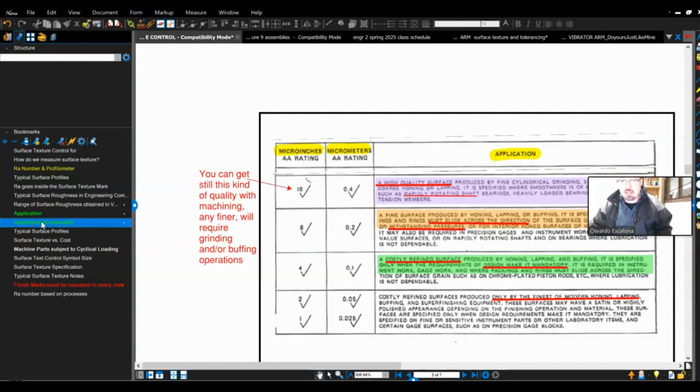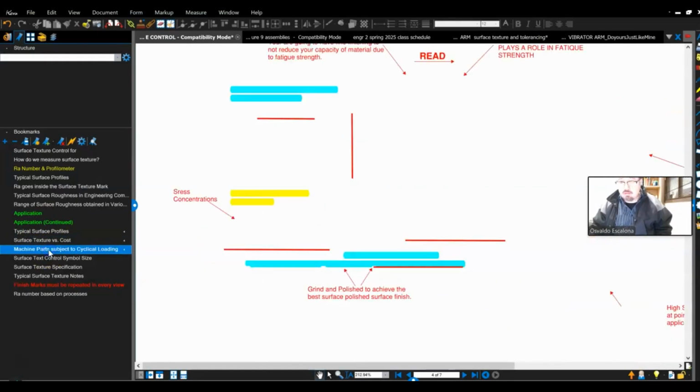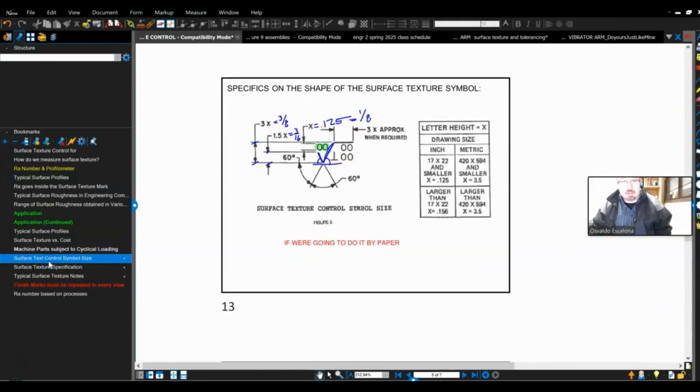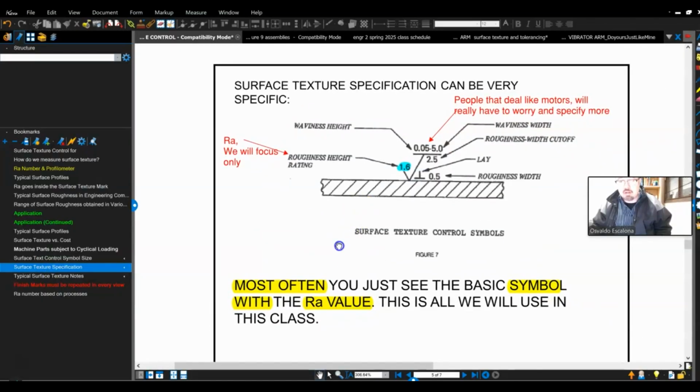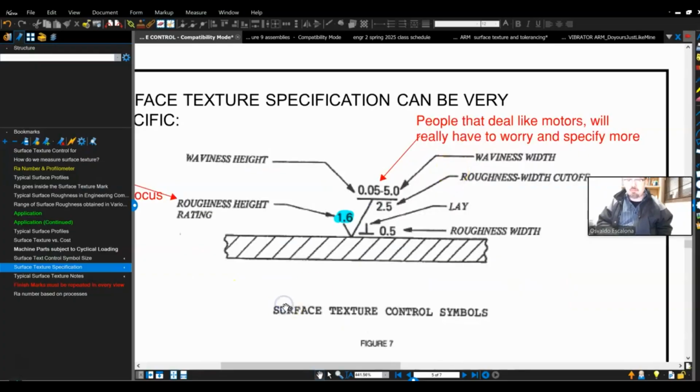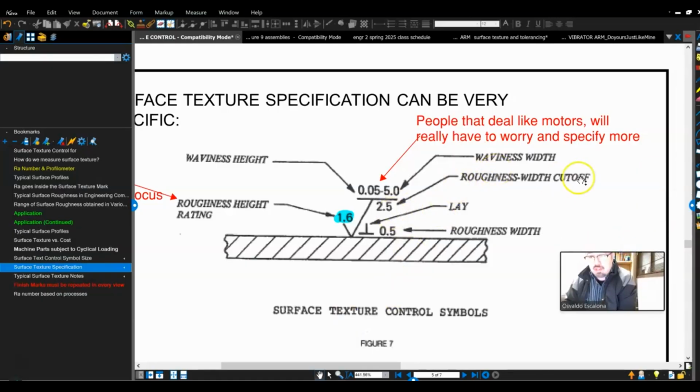Let me see what else I got here. We talk about cyclic loading. We're talking about these applications. I remember I told you usually we only do the RA number, but there are more specifications that you can do. You can tell it the roughness width, the roughness width cutoff, the waviness width, the waviness height. You can even tell it what's going on in terms of surface, because you guys remember I showed you my little cookie, which I don't even know where I left it. It's going to look different depending on different operations.